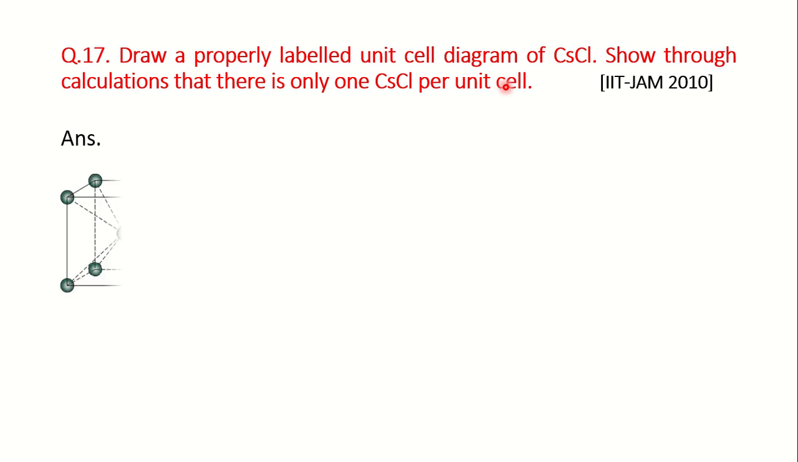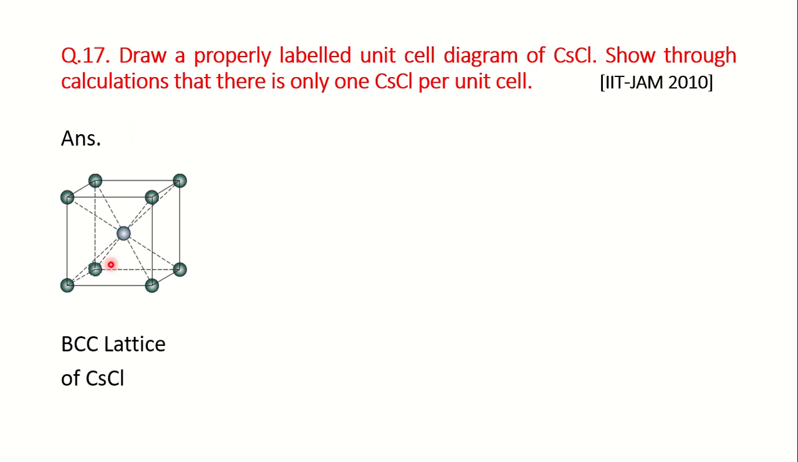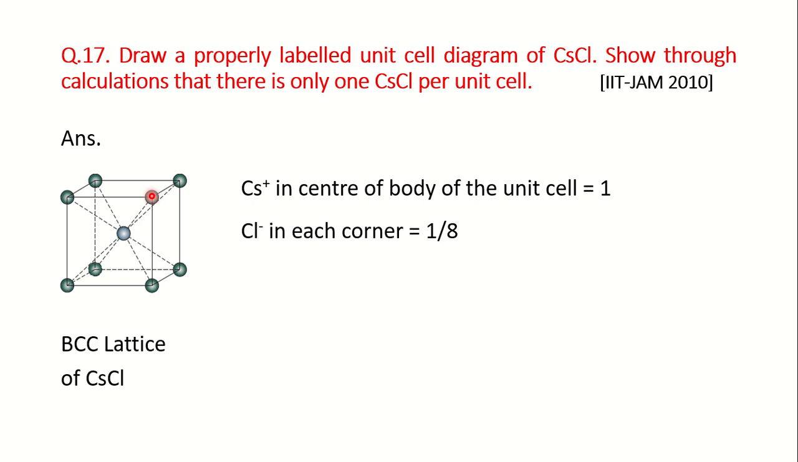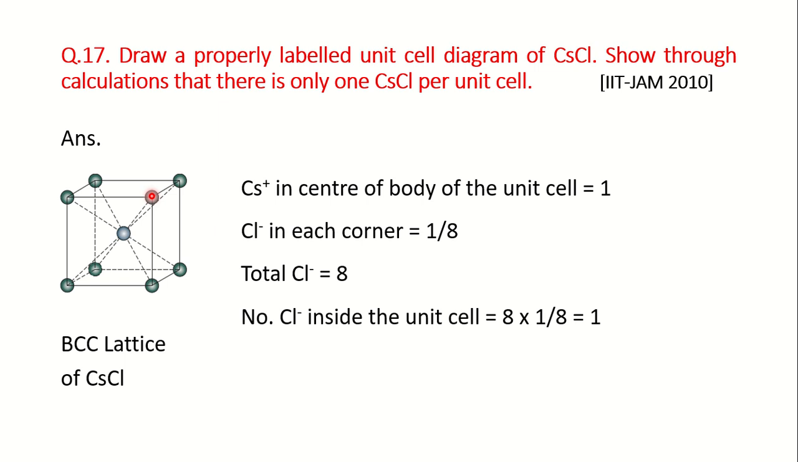So in order to find out the answer, we have to look at the BCC lattice of cesium chloride. These are the chloride ions, say, and this is the cesium plus ion. Now in the center there is one cesium, and each corner has 1/8 of a chloride ion inside the unit cell. Now how many corners are there? There are a total of 8 corners. Therefore the total number of chloride ions inside the unit cell is 8 into 1/8 equals 1. Therefore there is 1 cesium and 1 chloride ion inside the unit cell. That means one unit cell consists of 1 cesium chloride molecule.